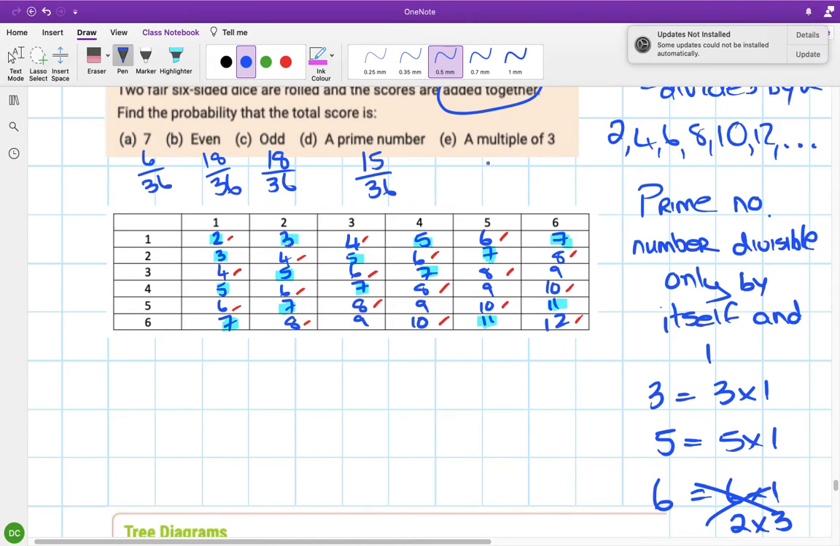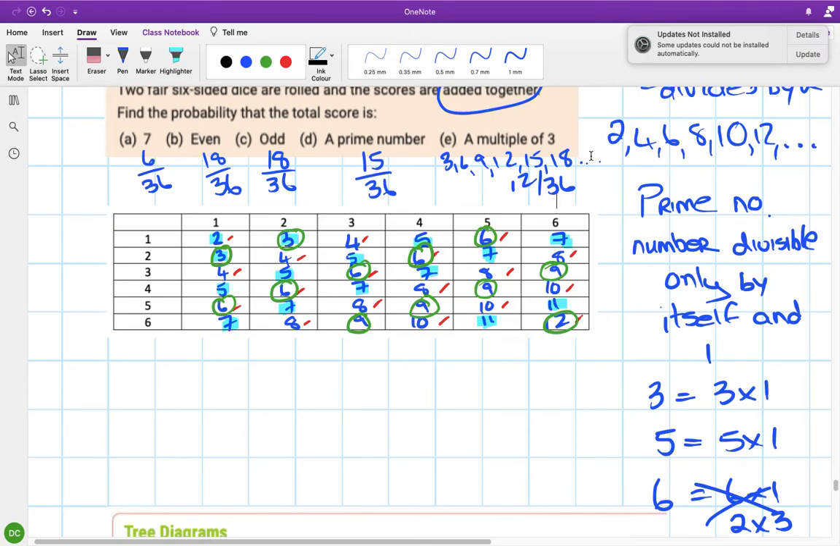Okay, and a multiple of 3 just means one of the bits of the 3 times table. So the 3 times tables are 3, 6, 9, 12, 15, 18, and so on. So any bit of that. So 3 is obviously part of the 3 times tables. So is 6, and 9, and 12 is in the 3 times tables. So 1, 2, 3, 4, 5, 6, 7, 8, 9, 10, 11, 12. So that is 12 out of 36. And that can be written as a third.